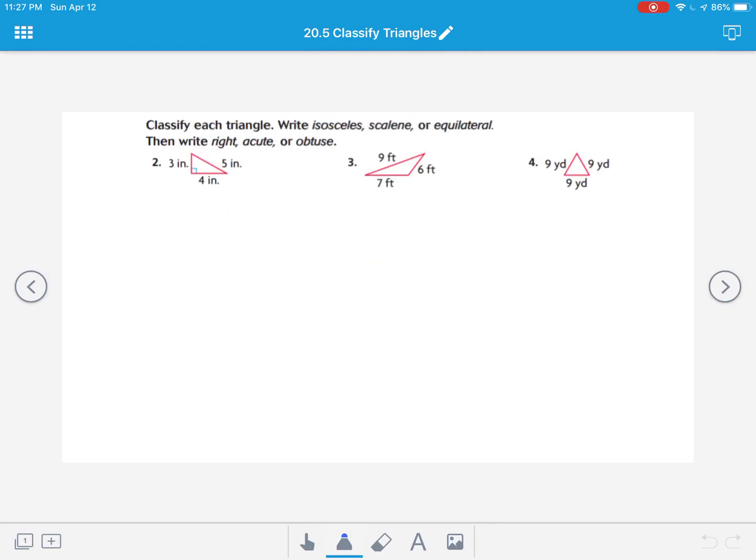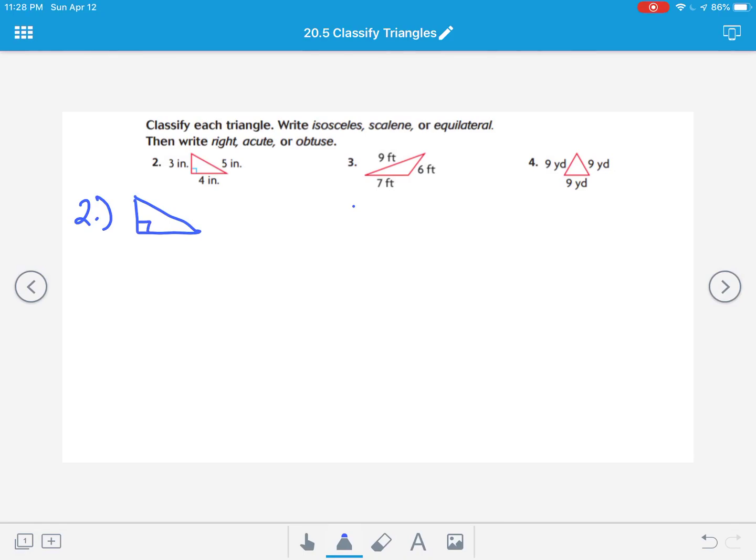All right, so we're going to move on to classifying each triangle. We're going to write isosceles, scalene, or equilateral, and we're also going to write right triangle, acute, or obtuse. So we have to classify these by both their angle measurements and their sides. So let's take a look at first, number 3, this triangle.